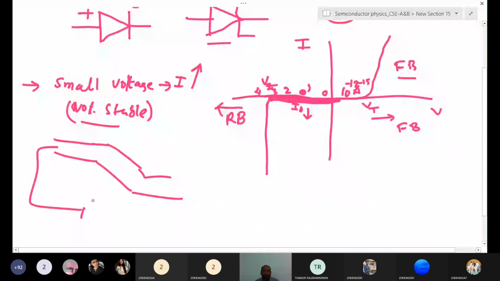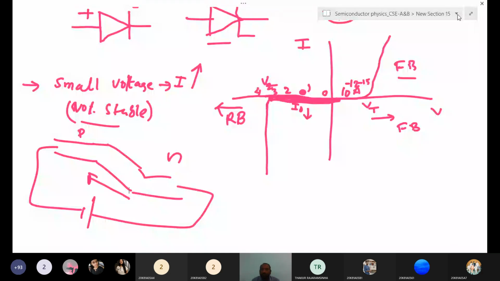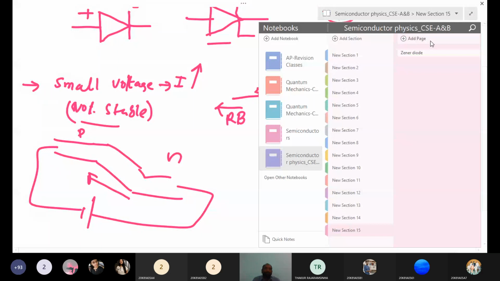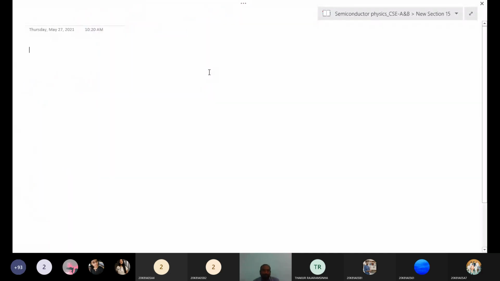This is P and N, but here there is only minority carrier current. I will draw a bigger diagram, then it is clear to you. So we will see the working of this and the leakage current also. Generally in P and N type semiconductors, we take a little bit higher doping. If you increase the doping in P-type semiconductor, what happens?